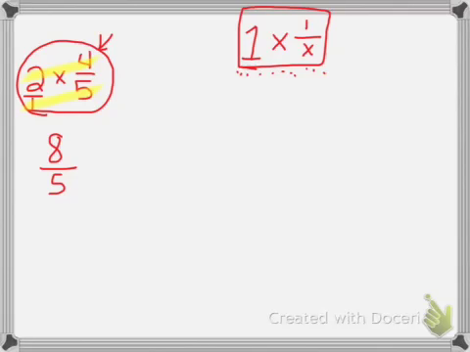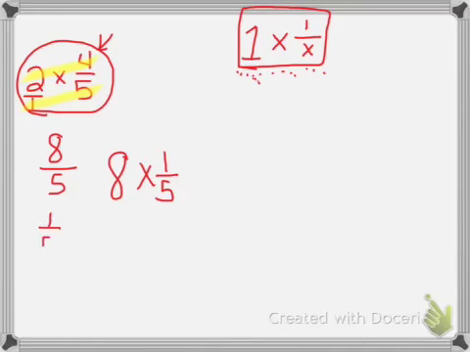8/5. Now, 8/5 is not in this form yet over here. So, remembering what I did yesterday, I'm going to figure out how many fifths, because that's my fraction, how many fifths I have. Well, 8/5 kind of says it for me. 8 times 1/5. 8 times 1/5 is 8/5.